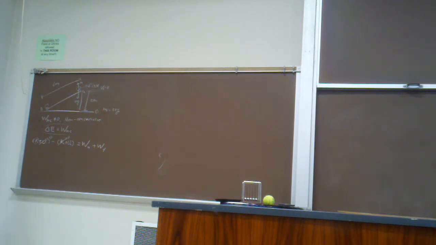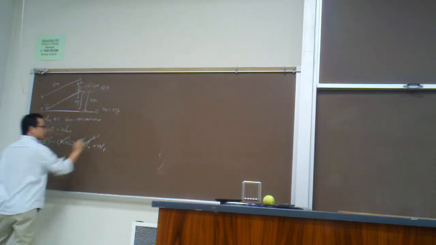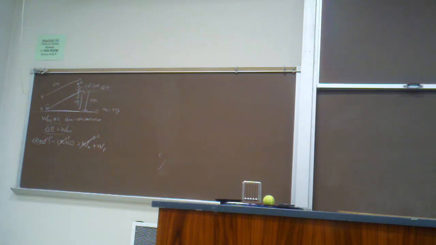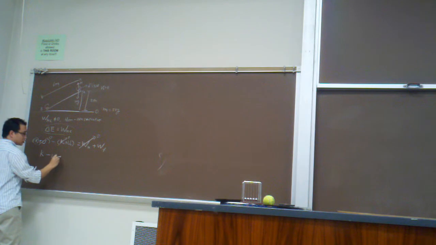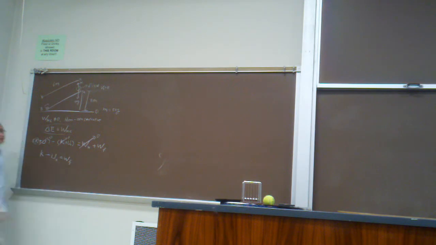Anything else? The work done by the normal force, W_N, equals zero. What is the reason? Because the normal force is perpendicular to the motion. The motion is like this, and the normal force is like this. So we have three zero terms. After simplification, we have K minus U initial equals W_F. That's the equation we are going to deal with. Note here we have a minus because of the negative sign.